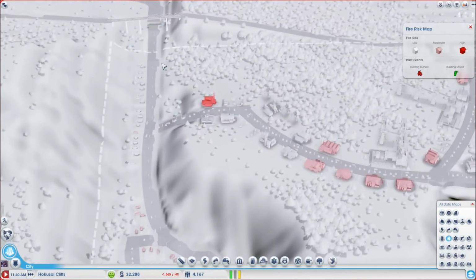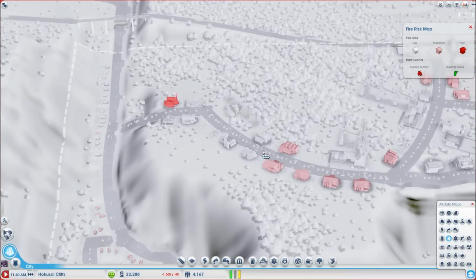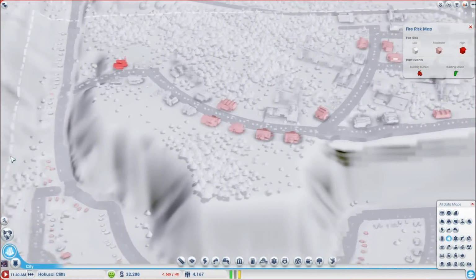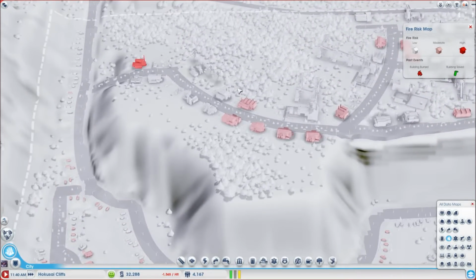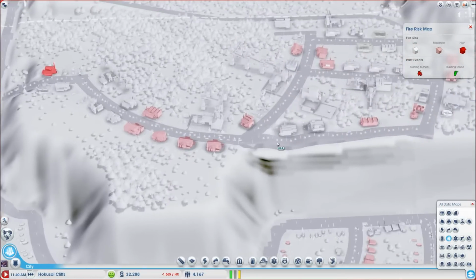If you have a highly concentrated area, like this building in particular, it is very susceptible to fire in comparison to the rest of the town. So maybe building a fire station up here, like I discussed earlier, to cater to the industrial area would be a smart move.